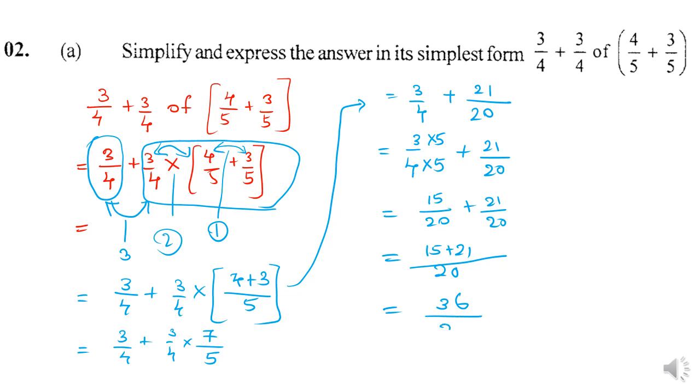36 over 20, and you can divide both by 4. If you divide both by 4, you will get 5 here, right? You'll get 5 here. If you divide this by 4, you get 9 here, and then this is 9 over 5, and this is the simplest form of this one, right?